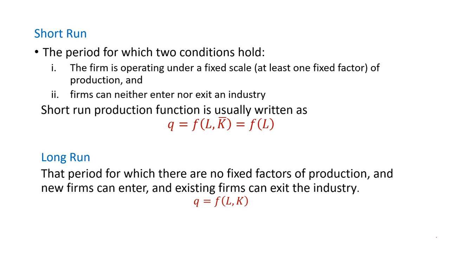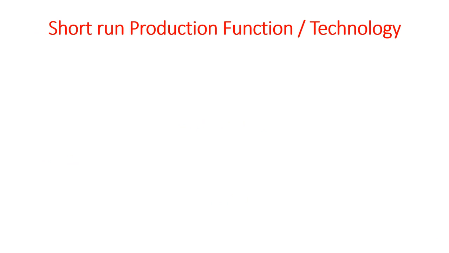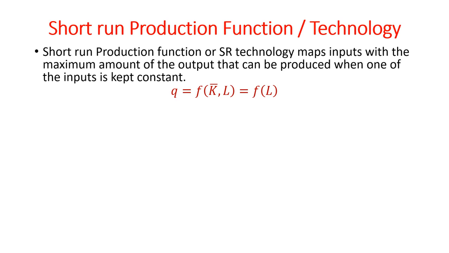Now let's discuss the short-run production function or short-run production technology, also called short-run technology. Short-run production function or short-run technology maps inputs with the maximum amount of output that can be produced, holding at least one input constant. Here the capital is kept constant. The increase and decrease in the production is because of the increase or decrease in the number of laborers.